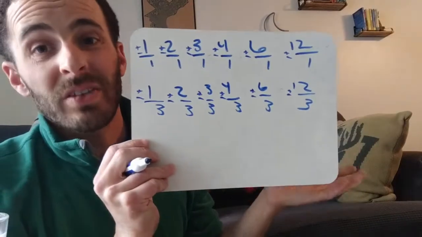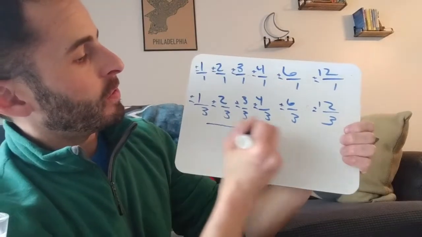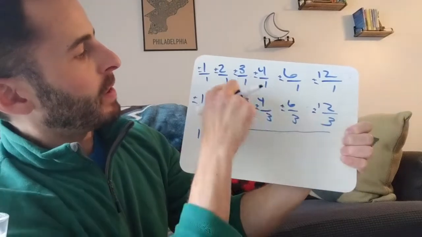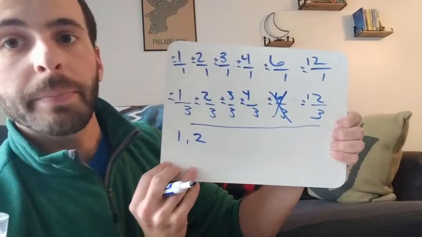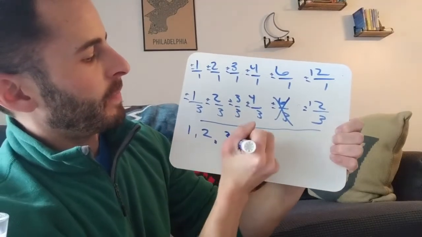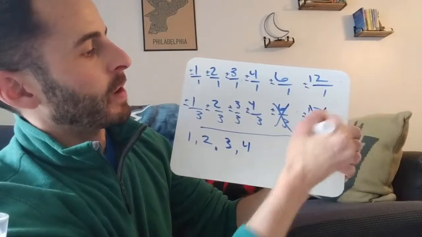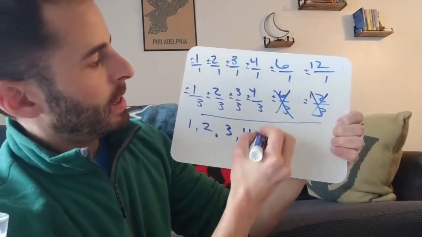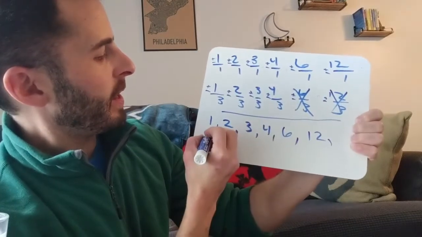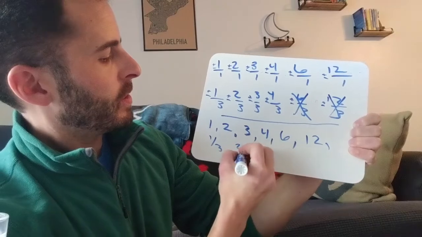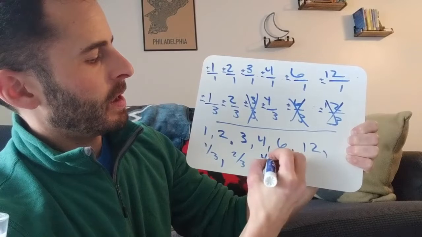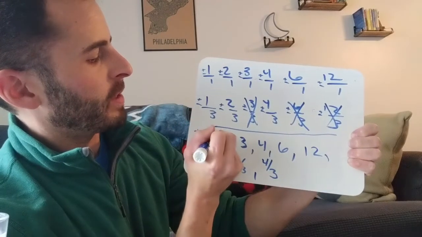And we have some redundancies here. So for my answers, I have a 1. I have a 2, but you know what? That's the same as 2. I don't need that. I have a 3. Oh, not there yet. I have a 4, and that's the same as 4, so I don't need that. I have a 6. I have a 12. And then I have 1/3, 2/3. Oh wait, 3 over 3, I totally forgot. That's the same as 1, and 4/3. Don't forget your pluses and minuses.